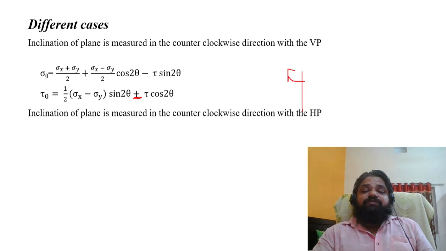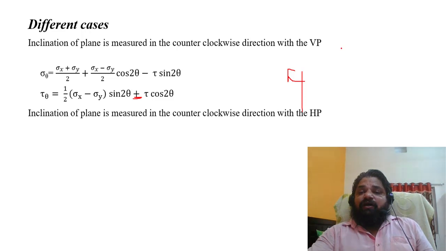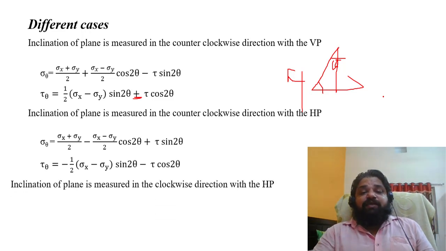And the inclination of the plane is measured counterclockwise with respect to the horizontal plane. That means if I am taking the triangular element, it is either theta or 90 minus theta. Once I take the angle of the plane at a distance of theta from the vertical plane, or 90 minus theta if I measure the angle from the horizontal plane, the expressions change accordingly. All the other things will be the same, just put these theta values in a different way.